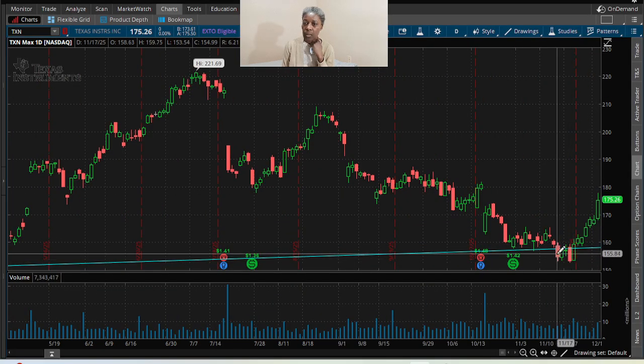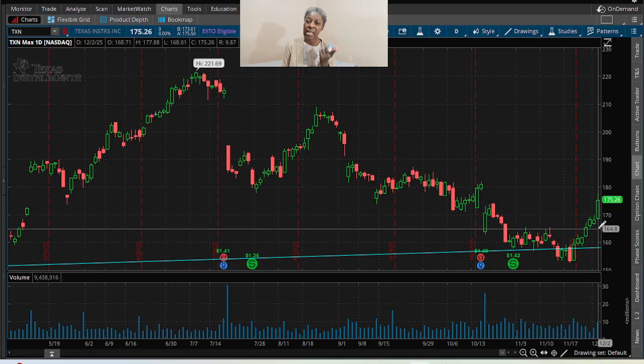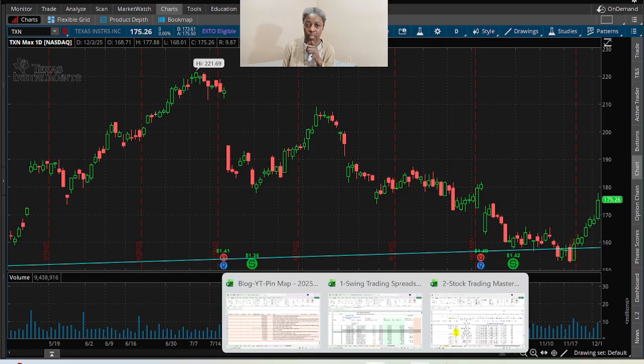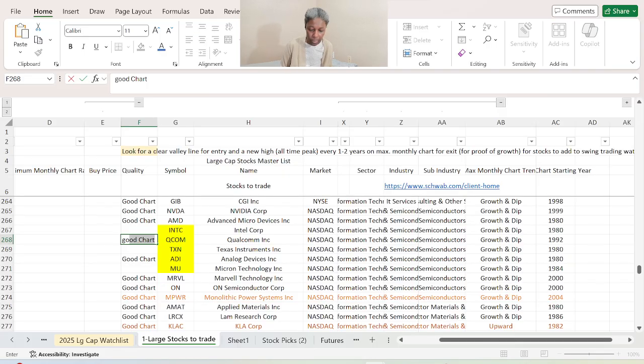So it's pretty much right there. So maybe we can wait for a pullback a little bit for us to buy, but yes, it's around the value line. So time to get some shares if you like it. So yes, to add it to, in fact this one I should put good chart. That is the indicator.